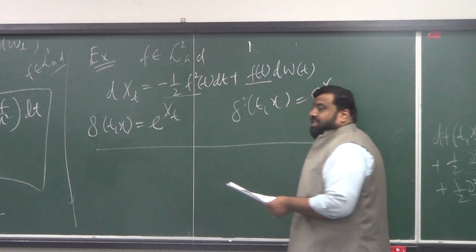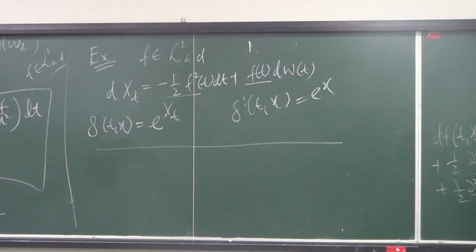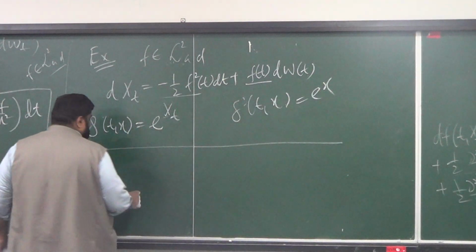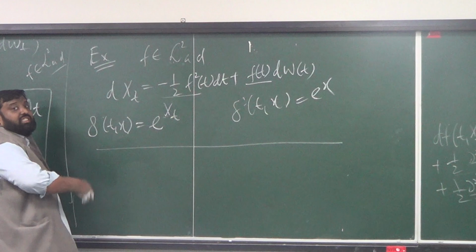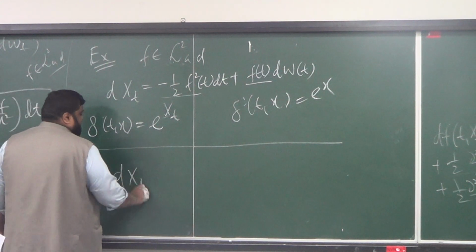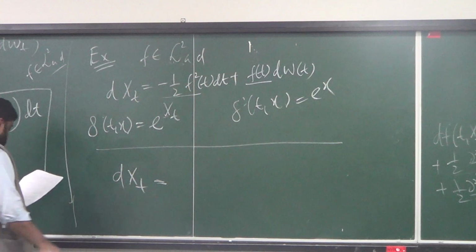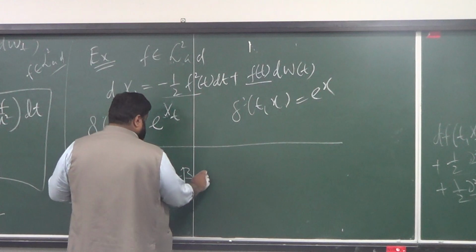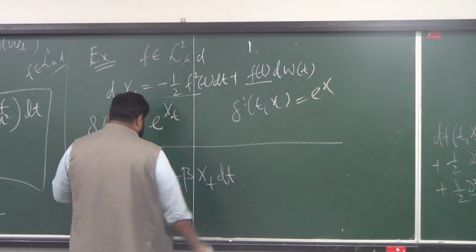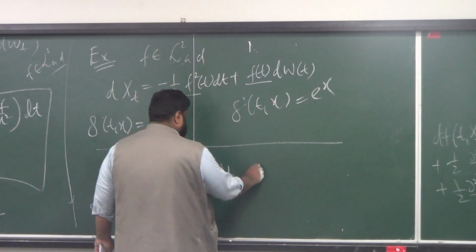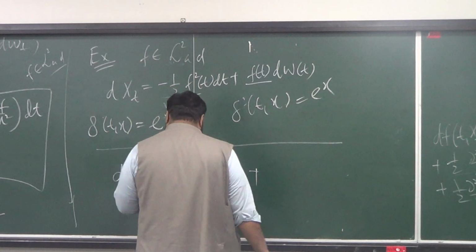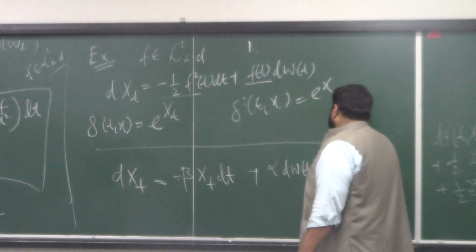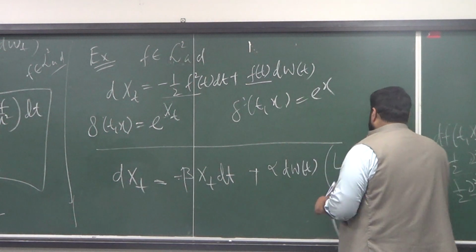Another example is, imagine you have a bird or a particle. It satisfies the Langevin equation. Its velocity satisfies the Langevin equation: dX_t equals minus beta X_t dt plus alpha dW_t. This is called the Langevin equation.